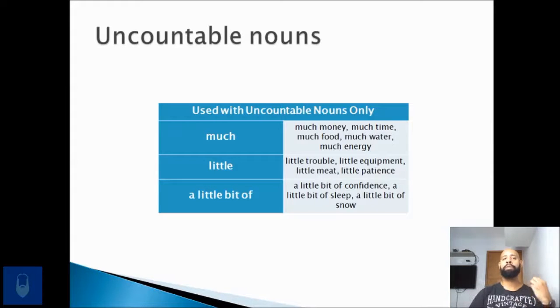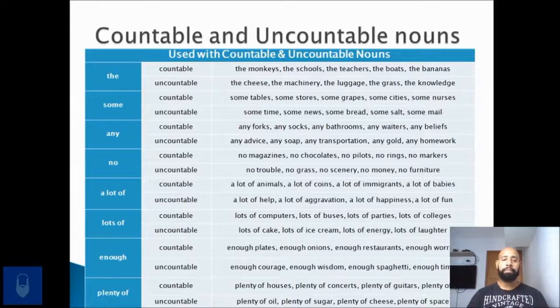Então nós temos palavras que a gente só pode usar com countable, com substantivos contáveis, e nós temos outras que a gente só pode usar com uncountable nouns, com substantivos incontáveis. Porém, nós temos algumas palavras que a gente pode usar tanto com countable and uncountable nouns. Então nós temos aqui uma listinha de palavras que nós podemos utilizar tanto com countable and uncountable nouns. The, some, any, no, a lot of, lots of, enough, and plenty of. All these words we have here, it's possible to use with both countable and uncountable nouns.